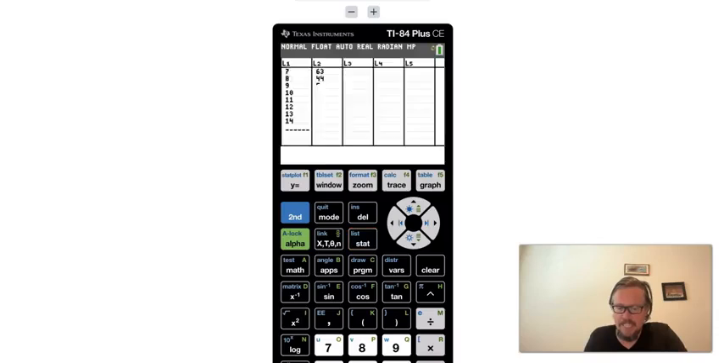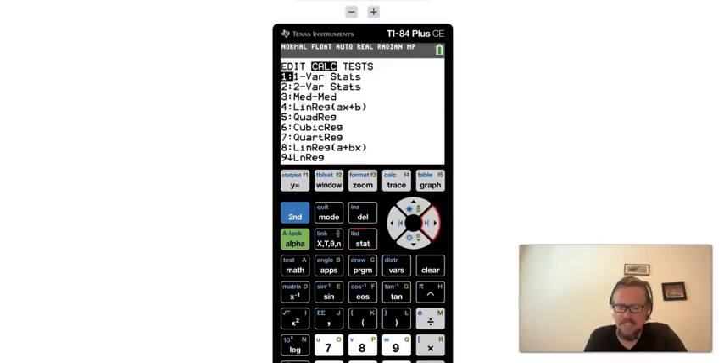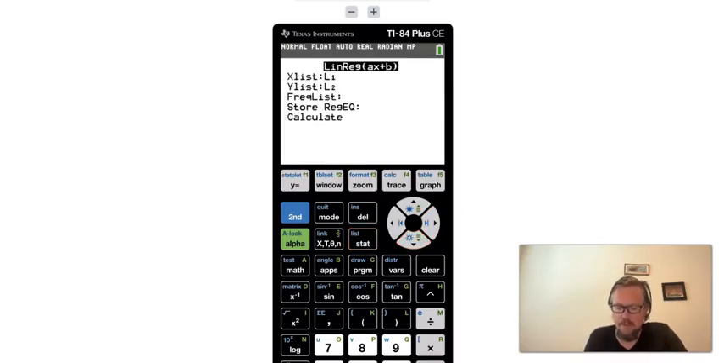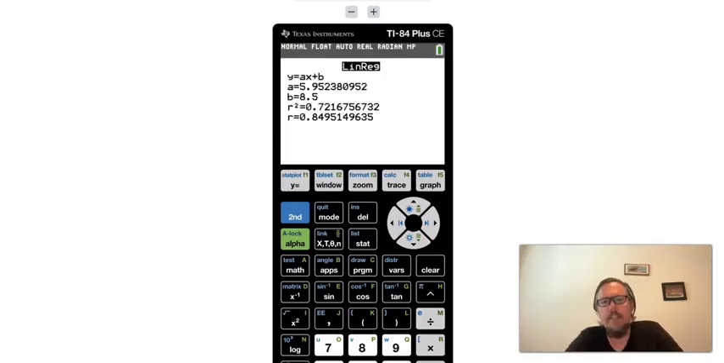So let's go ahead and do stat, calc, and then we're going to go down to number 4. We'll do our linear regression. We've got L1 and L2 already ready to go for our x's and y's. And I'm going to store the equation into y1 so that it'll create an x and y table for me. And we'll go ahead and do calculate. So here it gives me the slope about 5.95 and the y-intercept of 8.5. Jot those down. Now it doesn't show it, but the calculator does create a list of residuals.